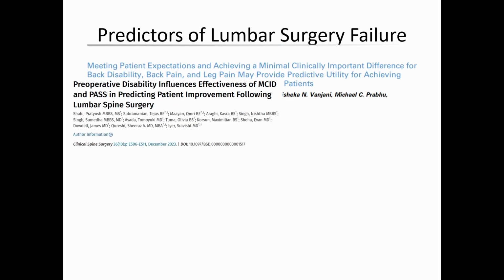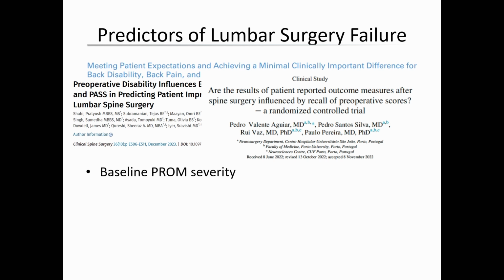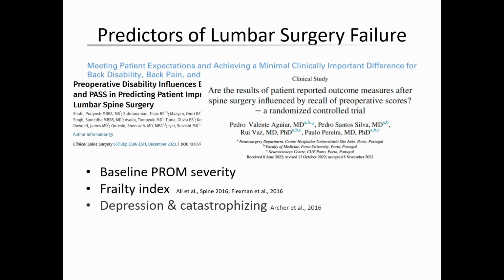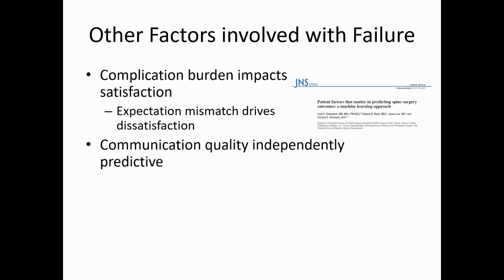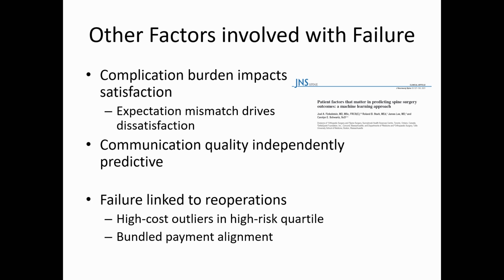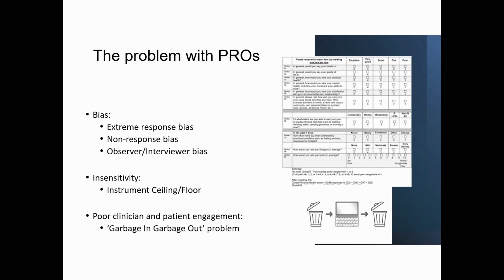When we come to lumbar, there's a plethora of data. And here are the factors of importance for us to consider. Baseline PROM severity, frailty index, mental health with respect to depression, catastrophizing, and so on, whether the patient underwent revision status, and the degree of opioid dependence. And there's also other factors too. Complications obviously burden patient satisfaction, again, because it drives a delta between expectation and reality. That's dissatisfaction. Communication quality independently predicts satisfaction. And all of this is linked also to reoperation rates that we discussed, and that drives value.